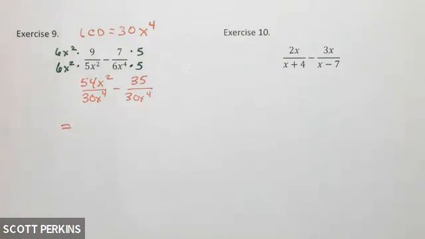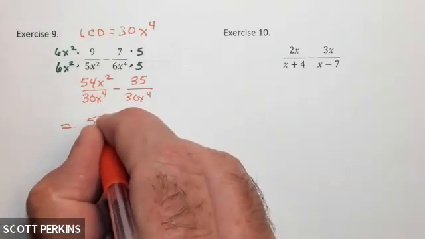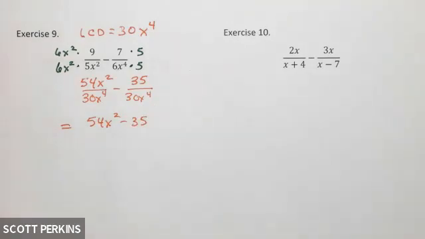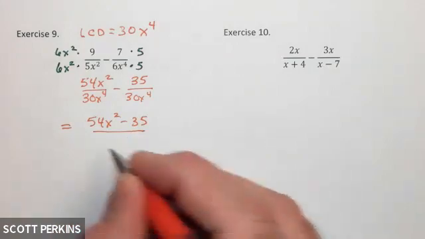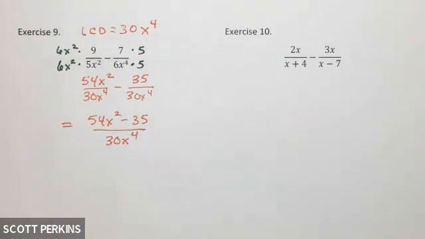And now I will do that. When you add and subtract the numerators, you leave the denominator as is. So my numerator is 54x squared minus 35. Those are not like terms, so I can't do anything with it, nor does anything factor out of those two terms. So I don't need to do any reducing here. And then I have 30x to the fourth in the bottom. There's my added expression. I've combined two fractions into one new fraction.